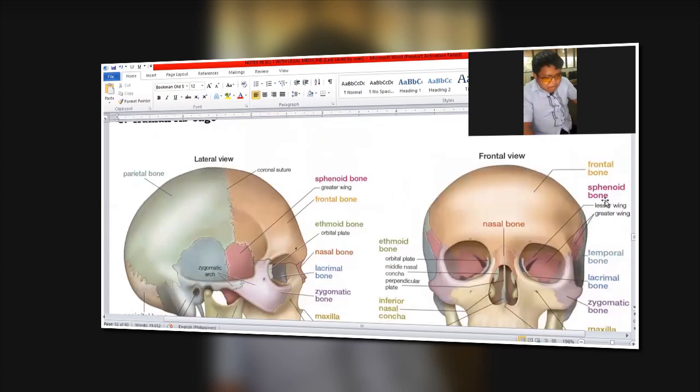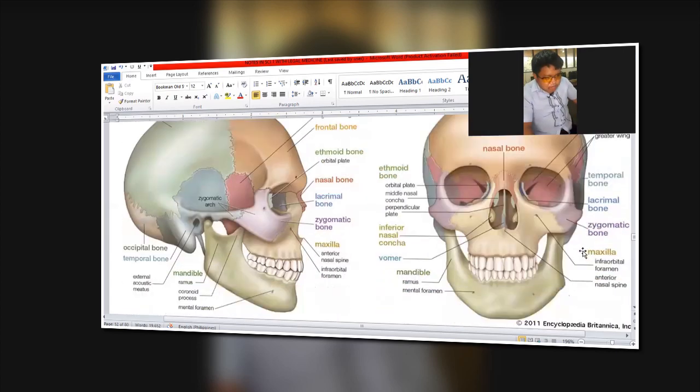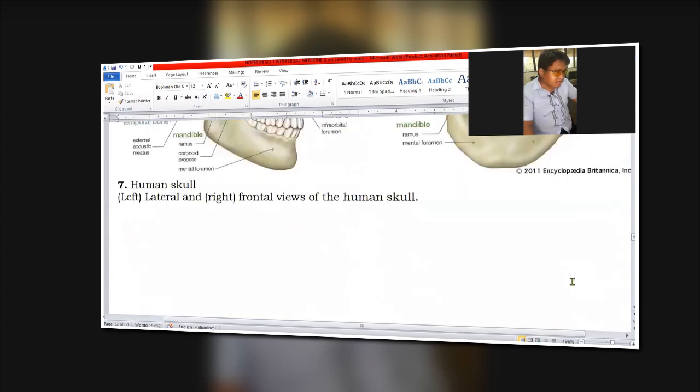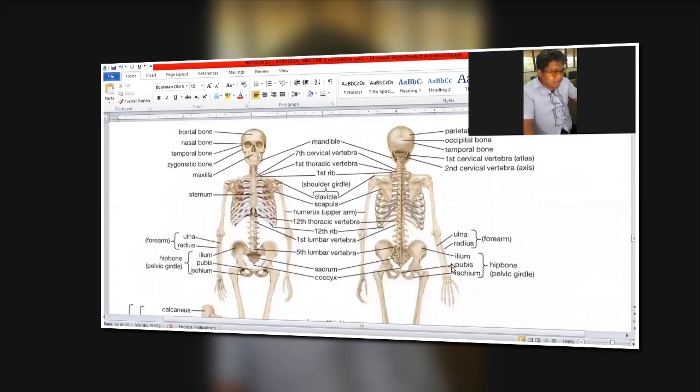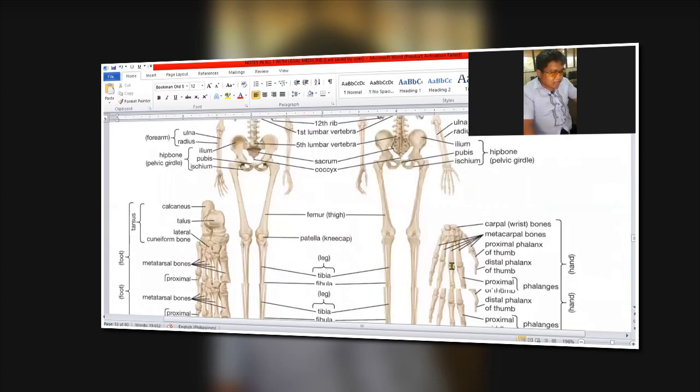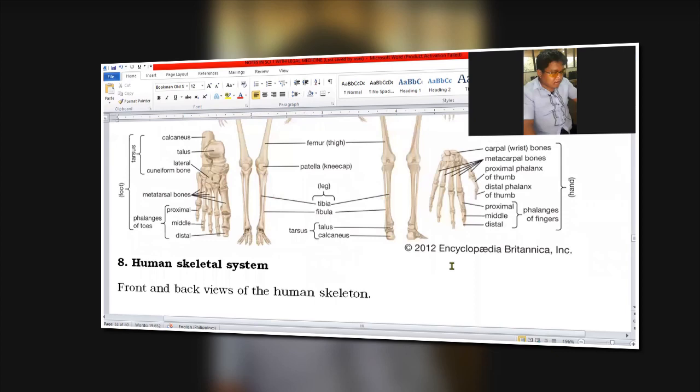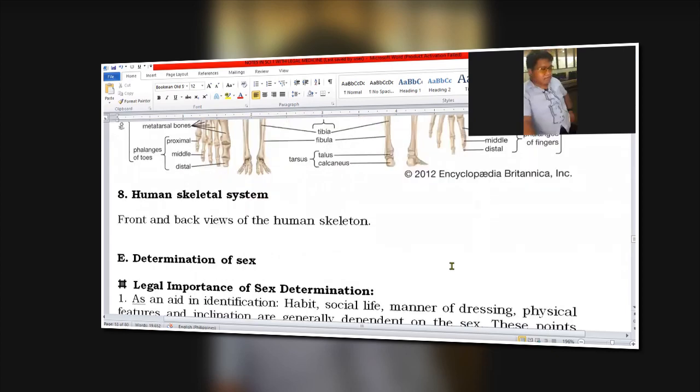So at least you have something to say about bones, not just calling them bones, because they have many names. Mandible. In its entirety, you can see the skeleton. So that is all about the use of bones for purposes of identification.